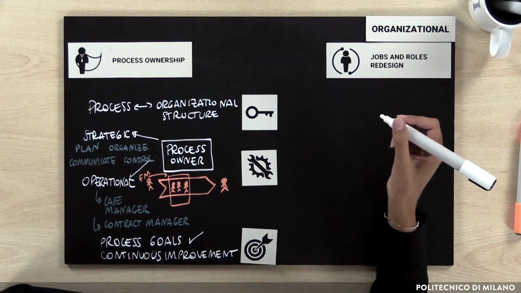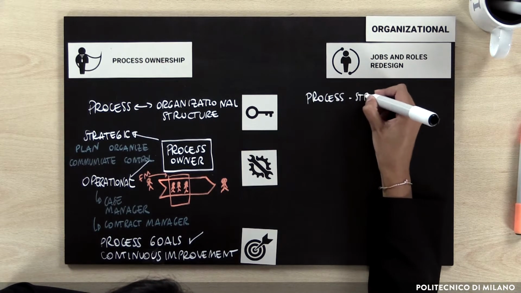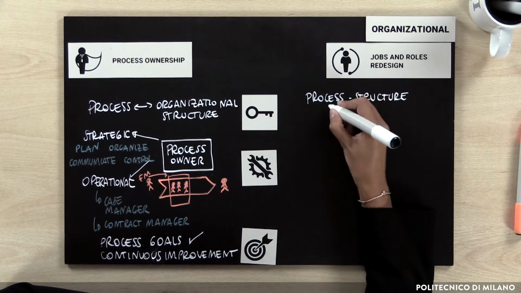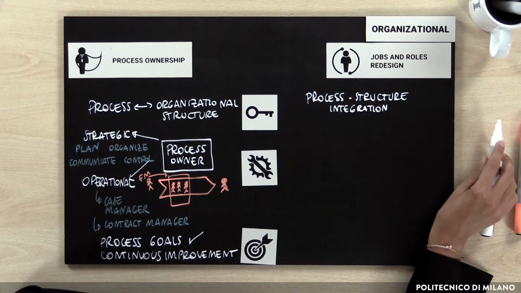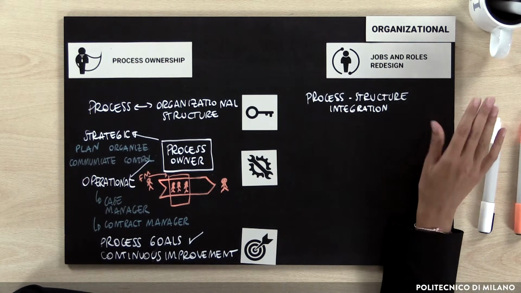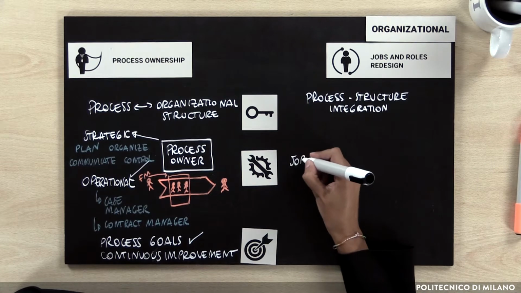Let's now talk about the jobs and roles redesign principle. The key point of this principle is to redesign the way people work within the organization in order to facilitate the integration between the process orientation and the organizational structure. With this principle, in fact, the need for coordination can decrease by increasing the autonomy of resources involved in the process. How can we apply this principle in practice?